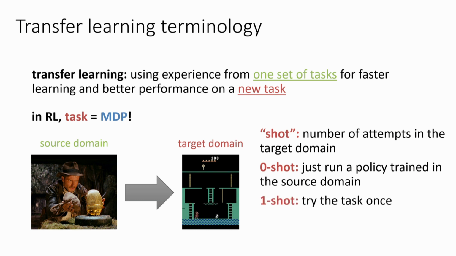If someone says, my algorithm is doing one-shot transfer, what they mean is it attempted the task once in the target domain, and from that it was able to figure out how to solve the task. And if they say, my algorithm is doing few-shot transfer, what they mean is it attempted the task a few times in the target domain. There's a little bit of jargon that people tend to use in transfer learning. Don't be confused by it. It just means this.